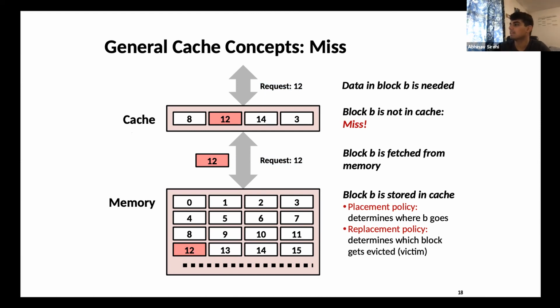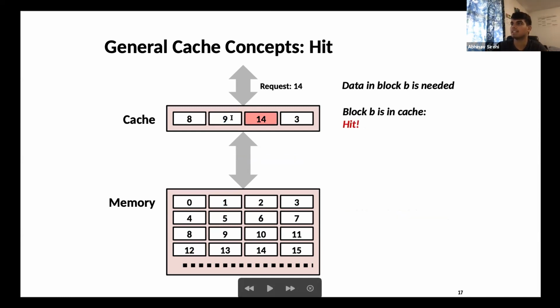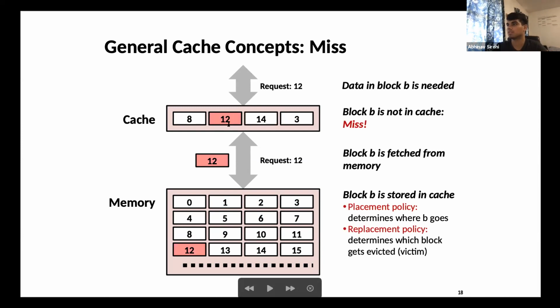And so there's different placement policies which determine exactly where a block will be stored in the cache. And there's different replacement policies which basically talk about which block will get evicted to store this new block, because we don't have unlimited space in the cache, right? Let's say we have 16 blocks here, we only have 4 blocks here. We can only store 4 blocks at a time. So we need to get rid of another block in order to store this 12. So there's this 9 here, we got rid of it, and we stored 12 here instead.